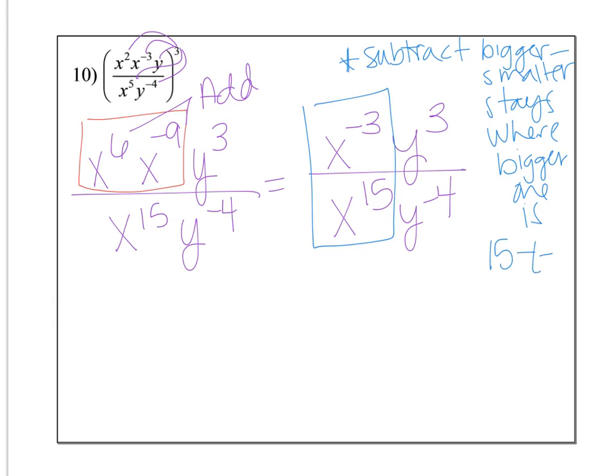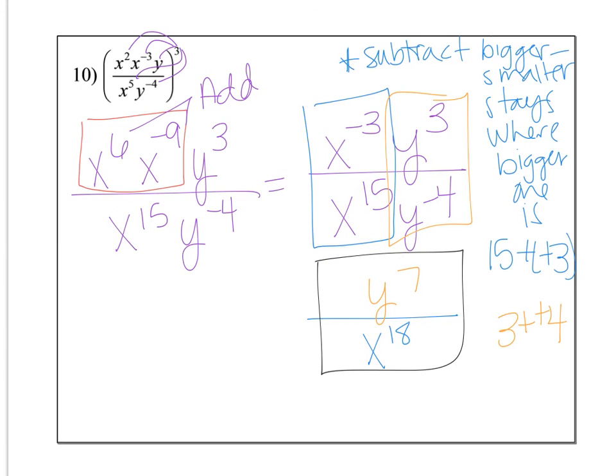So I'm going to do 15 minus negative 3, which really changes to plus positive. And I'm going to have x to the 18th, but it's going to stay on the bottom because that's where more of them were. And then I look at my y's. My y's, the bigger one's on top, so I'm going to do 3 minus negative 4. You can do plus positive. That's going to be 7, so I'm going to have y to the 7th on the top.